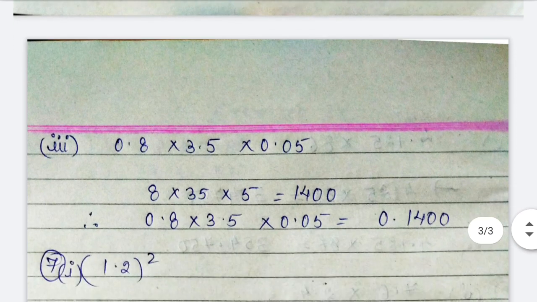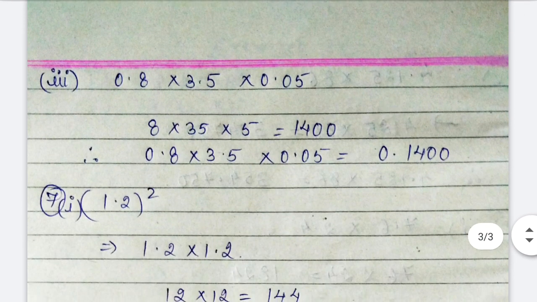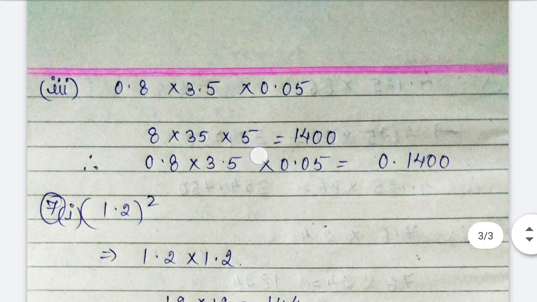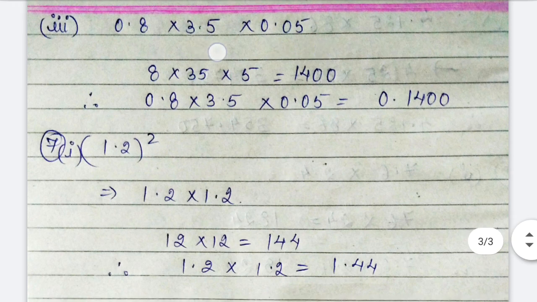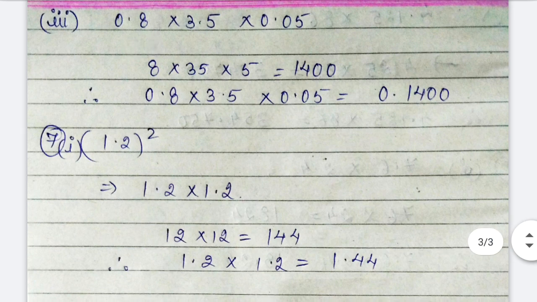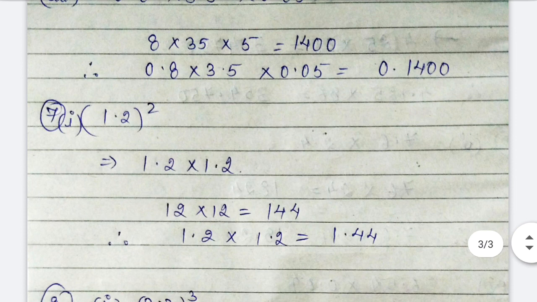Next, 0.8 into 3.5 into 0.05. First remove the decimals: 8 into 35 into 5. The answer is 1400. Now the decimal is applied 1 place value, 2 place values and 2 place values, means 5 place values left, that is 0.01400. Next, question number 7.